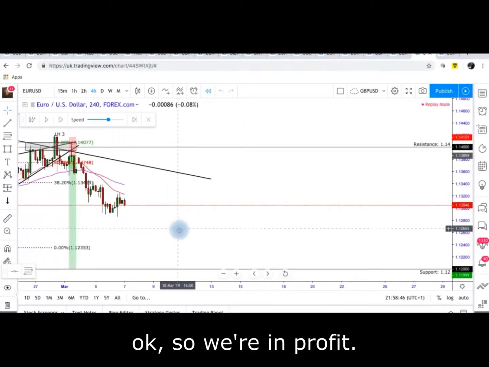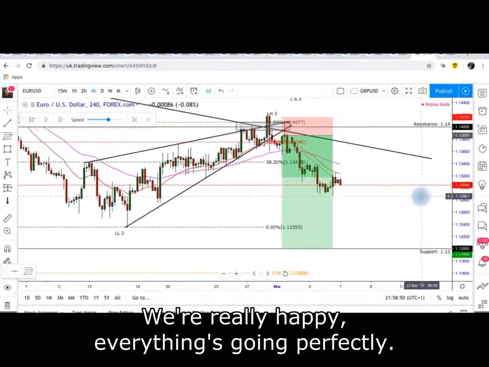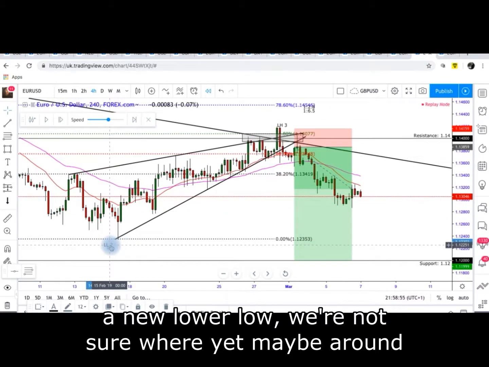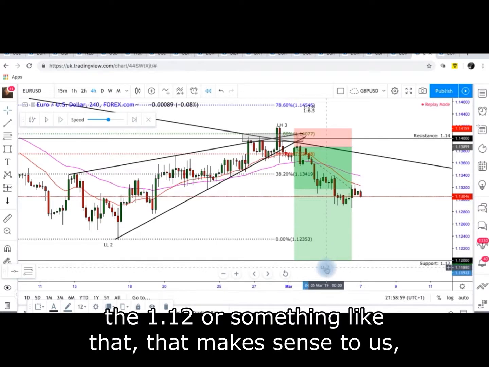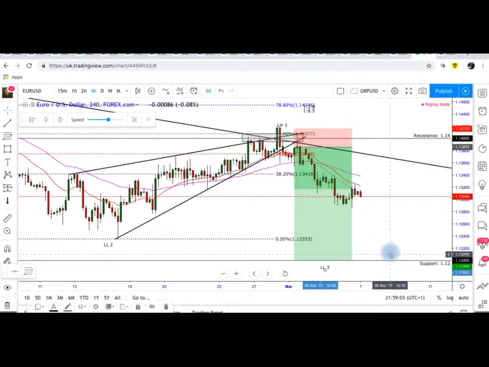Okay, so we're in profit. Everything's going really great. We're really happy. Everything's going perfectly. And we're now anticipating that we're going to create a new lower low. We're not sure where yet. Maybe around the 112 or something like that. That makes sense to us. This would be our lower low number 3.